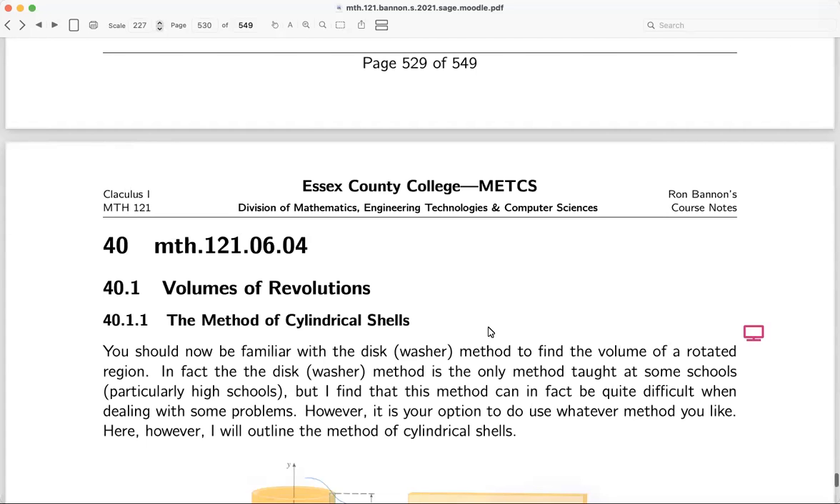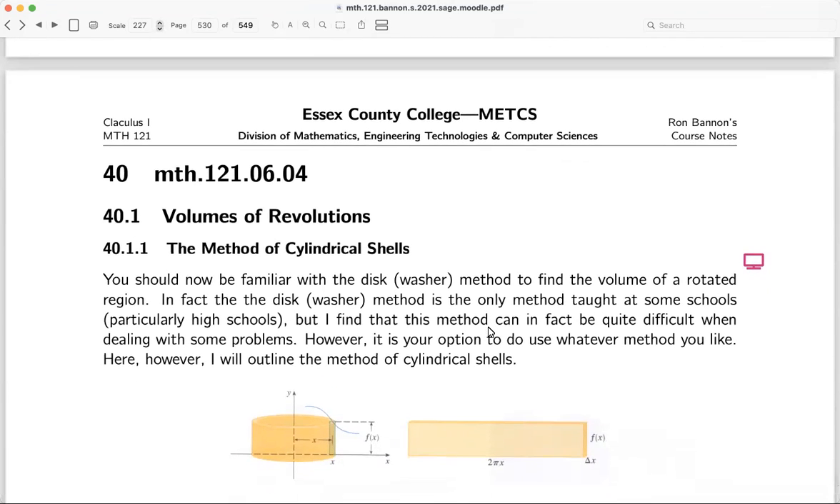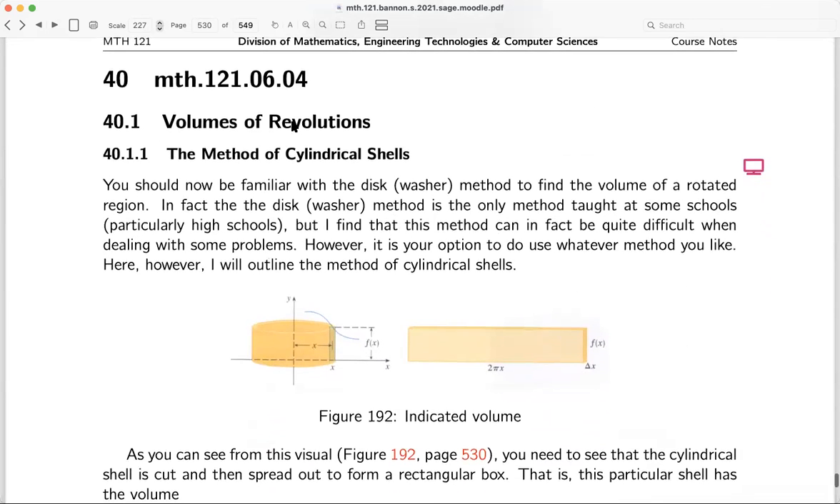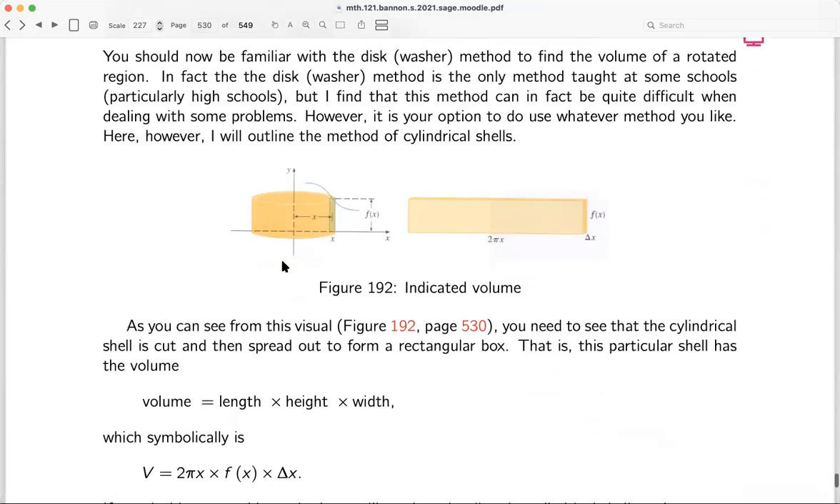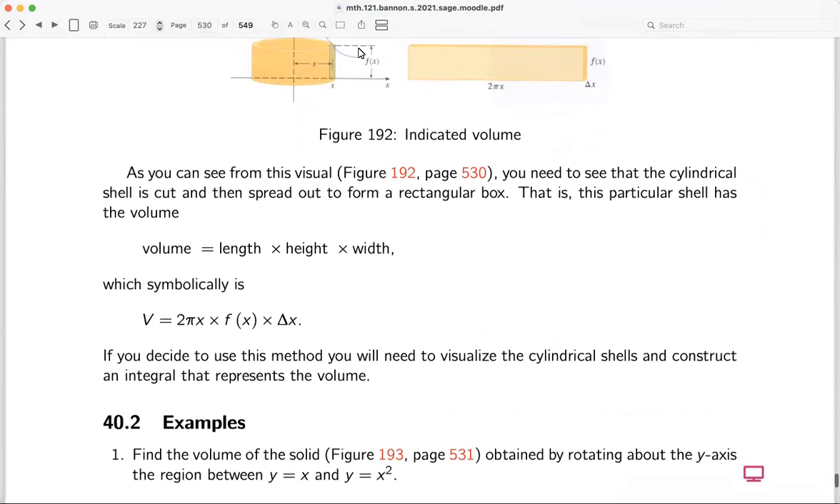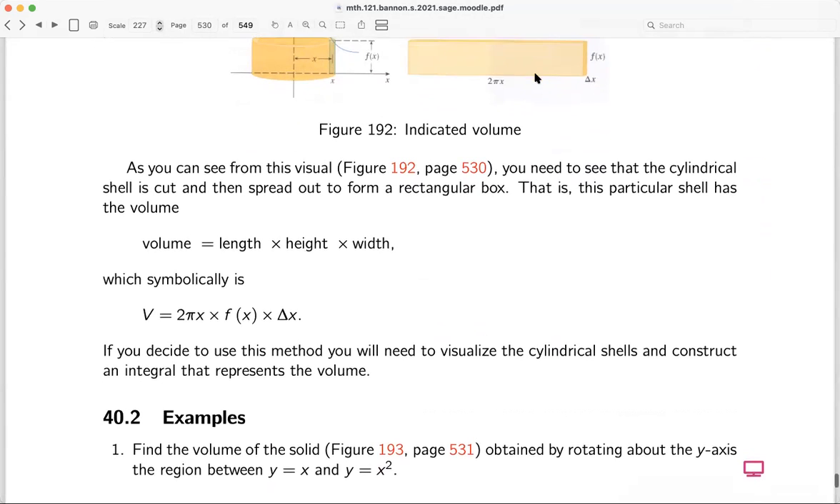Okay, we're in section 40 of the notes. This is the section on volumes, and we're doing it by a cylindrical shell. So what's important is you paid attention during the lecture, you kind of understand this picture and how it relates to a graph, and then understand that when you cut that shell, it folds in, you can fold that into a box. And basically what we're doing is summing up a series of boxes using integration.